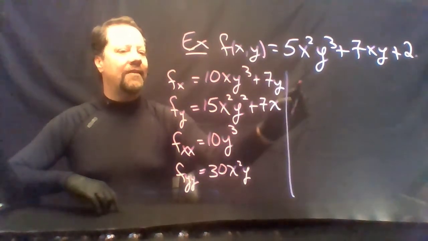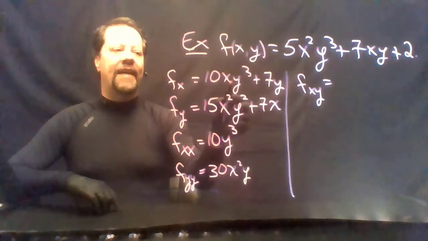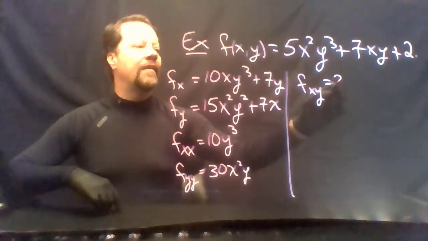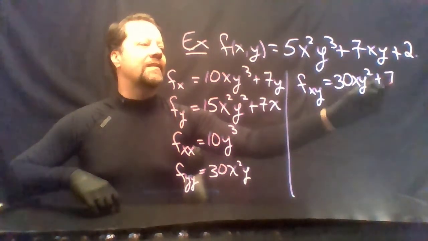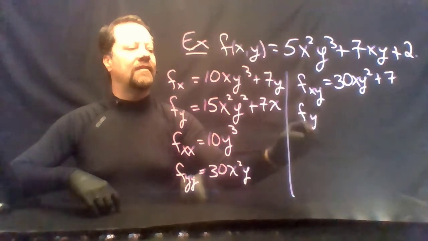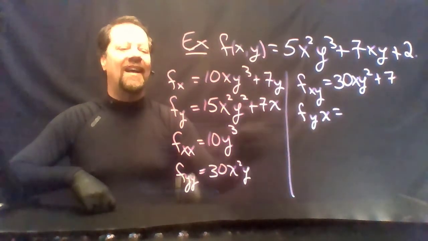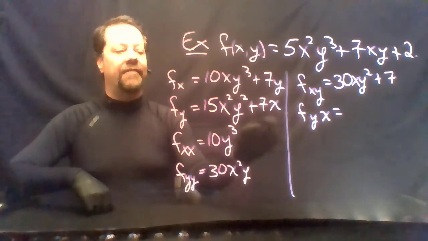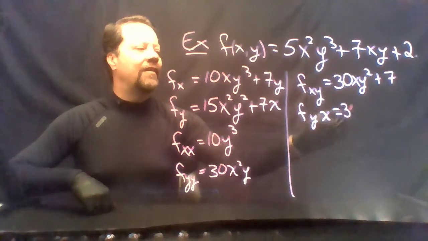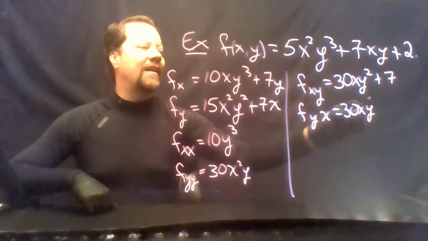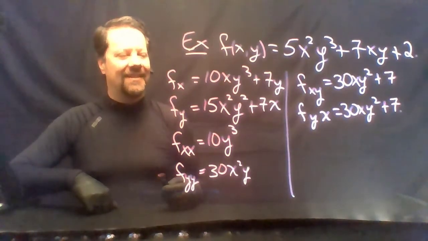Now, let's calculate fxy, the derivative of fx with respect to y. That gives us 30xy squared plus 7. Let's calculate fyx, the derivative of fy with respect to x. That's going to be 30xy squared plus 7.